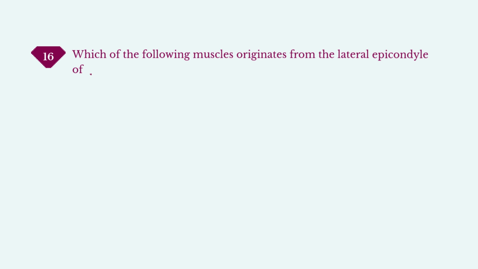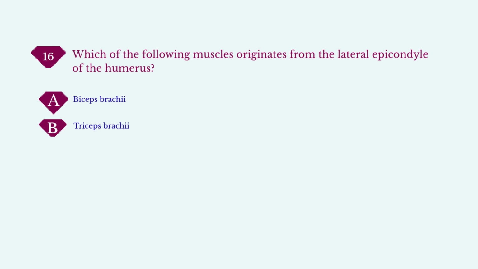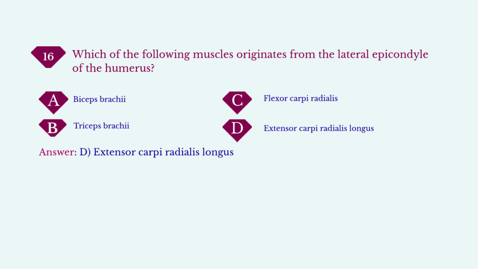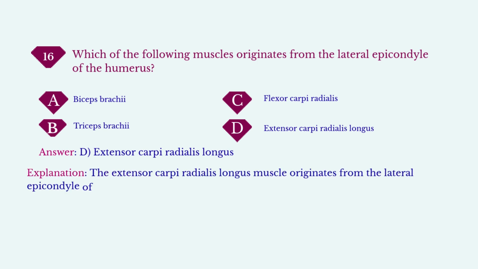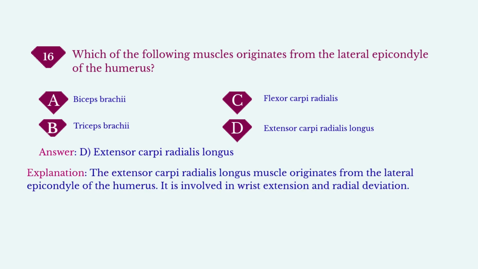Which of the following muscles originates from the lateral epicondyle of the humerus? A. Biceps brachii. B. Triceps brachii. C. Flexor carpi radialis. D. Extensor carpi radialis longus. Answer: D. Extensor carpi radialis longus. Explanation: the extensor carpi radialis longus muscle originates from the lateral epicondyle of the humerus. It is involved in wrist extension and radial deviation.